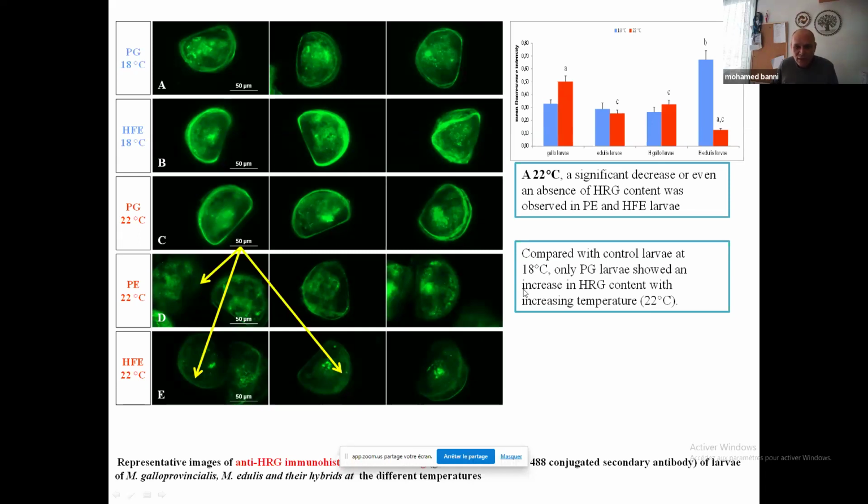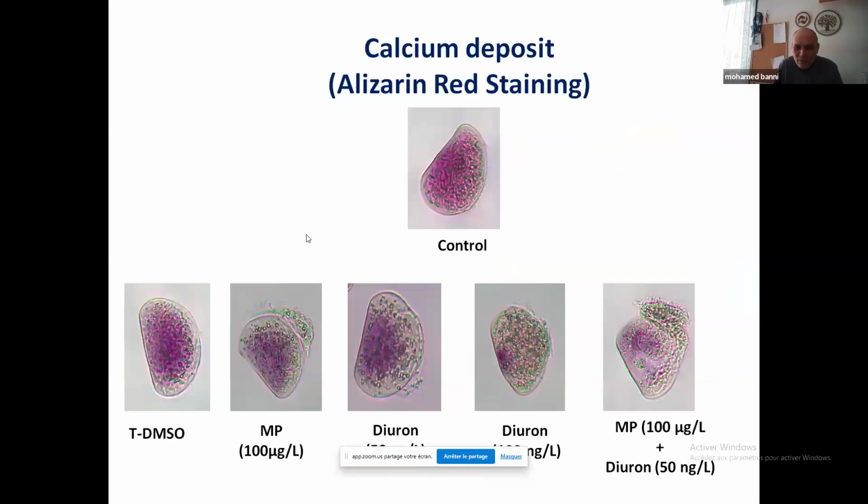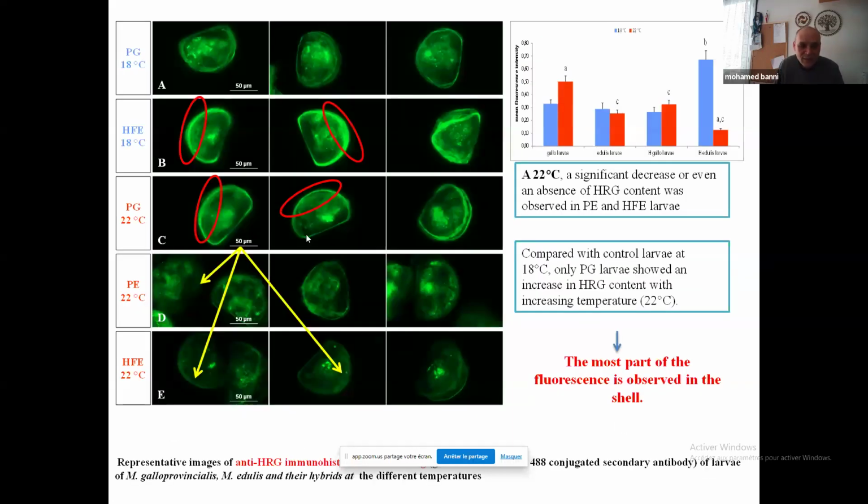So compared with control larvae at 18 degrees, only pure galloprovincialis larvae showed an increase in HRG. Only pure galloprovincialis, because galloprovincialis originate from sites in the Mediterranean, so they are accustomed to the increase of temperature. However, pure edulis and hybrids from female edulis are not. And this was our main evidence that even the resistance, if it is transmitted, will be transmitted by female galloprovincialis, because edulis females are not able to transmit this so-called ability to face the increase of temperature.